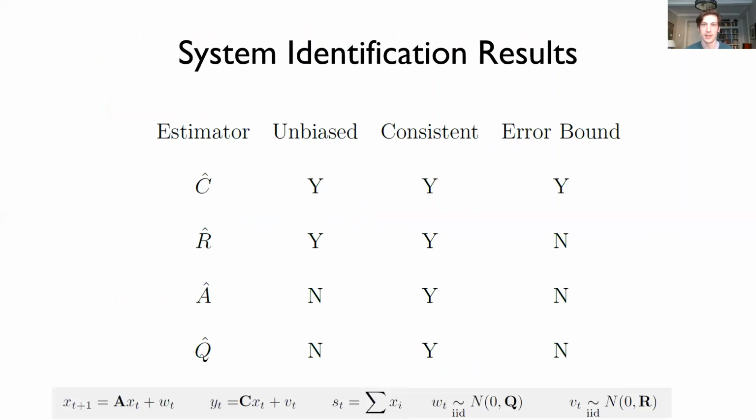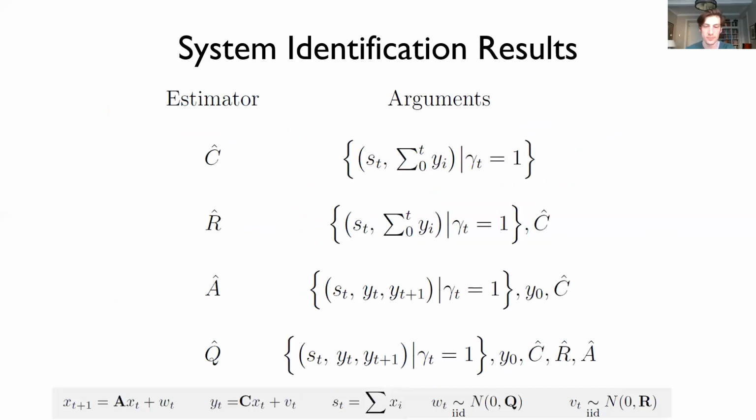The derivation for A and Q, which are in the latent process, is more involved, and so I'm not including that here. But this table summarizes the properties of our estimators. They're all consistent, half are unbiased, and we have finite sample analysis for C.